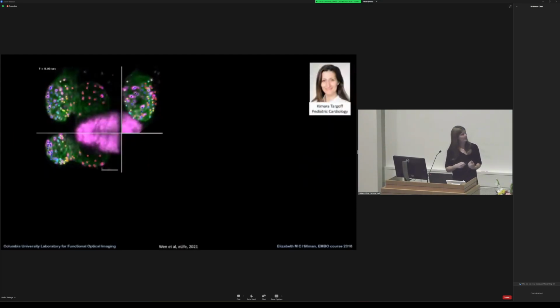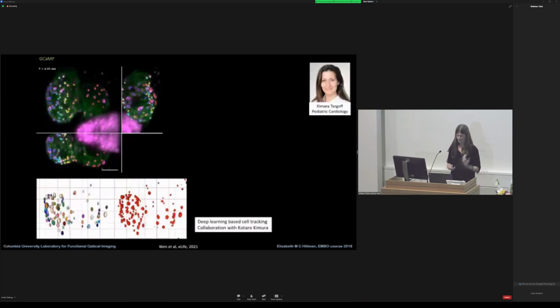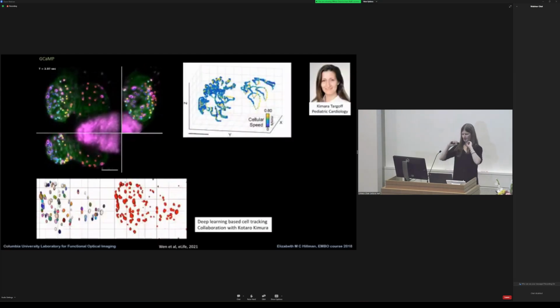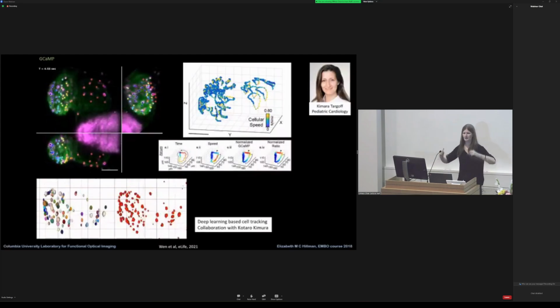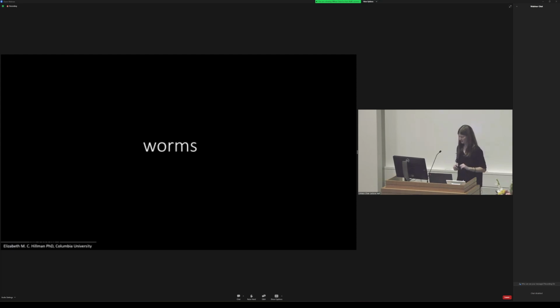And so working with my collaborator, Kamara Talgoff, who works in pediatric cardiology at Columbia and has different genetic models of different cardiac development, as well as a collaborator in Japan, we did tracking of those cells. We were able to calculate the actual calcium levels of those cells as a function of the beat, and a whole bunch of other quantitative analysis. And that's a project now. She's got her R1 on that, and now we're inundated with fish.